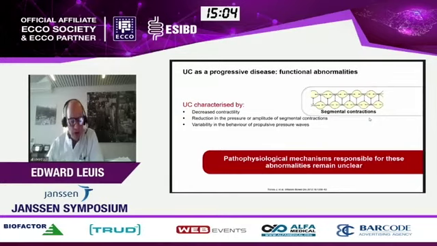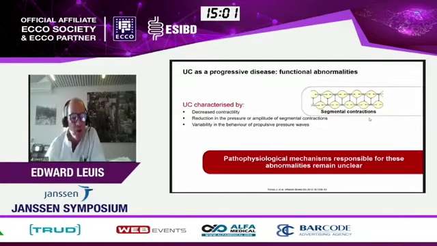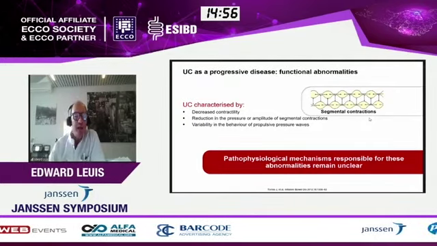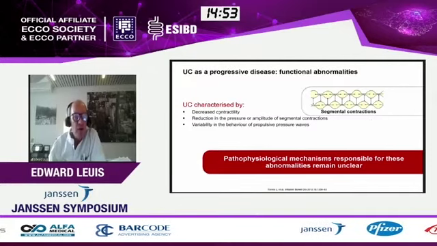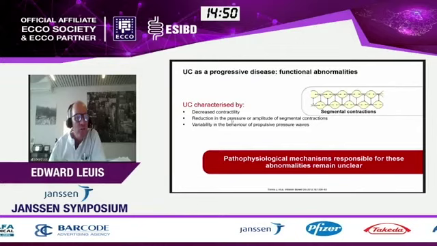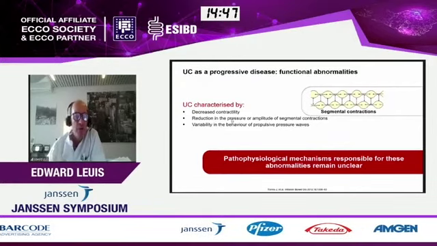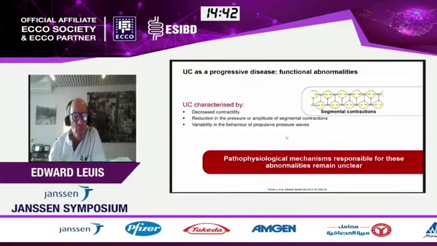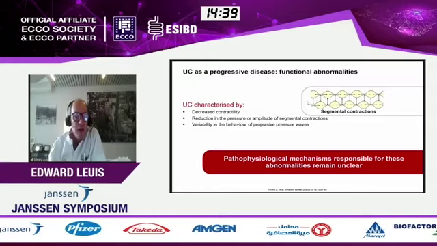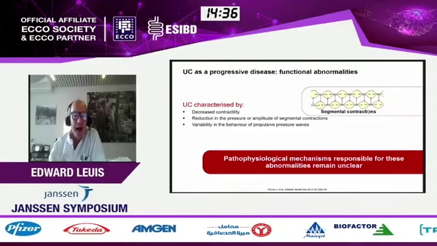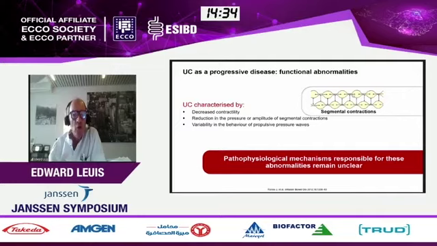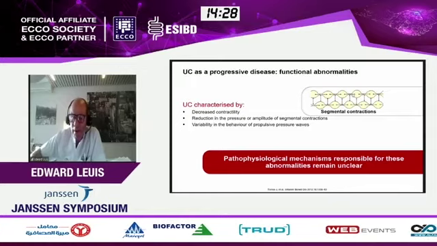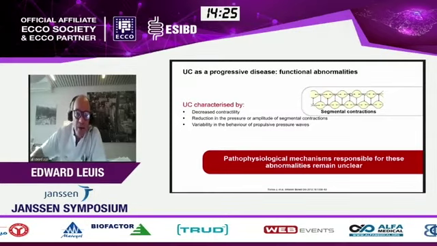Why is mucosal and submucosal fibrosis important? Because it will disturb not only colonic motility, but also colonic absorption. And you see here that UC is characterized by decreased motility, reduction in the pressure or amplitude of the segmental contraction, and variability in the behavior of propulsive waves. So you will actually alter the functioning of the colon, and that may explain some of the symptoms we see with chronic ulcerative colitis, which may be either constipation or diarrhea.